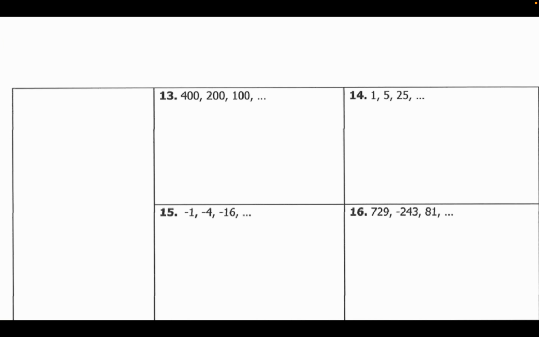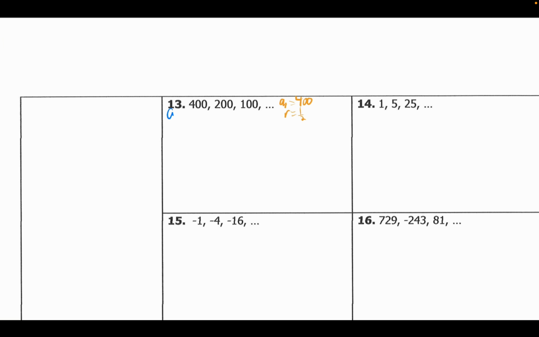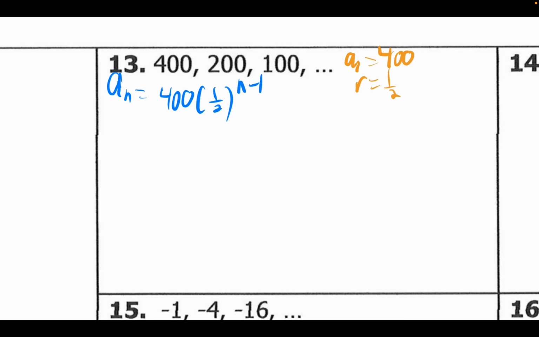We will now move on to number 13. So here, the a sub 1 would be 400, and our ratio r would be 1/2, because we divide by 2 or multiply 1/2 to get from one term to the next. And so here we would have our a sub n equal 400 times 1/2 to the power of n minus 1. And when we have a fraction, we do want to put that ratio in parentheses when we're raising it to an exponent to emphasize that it's an entire fraction that's being raised to the power, not just the numerator. So that would be your rule.